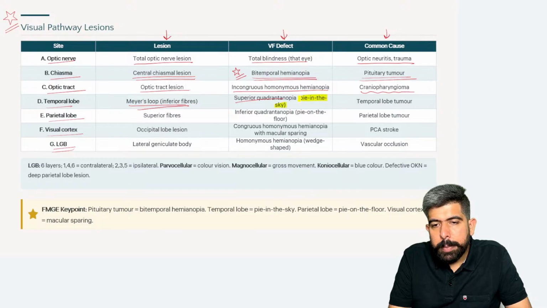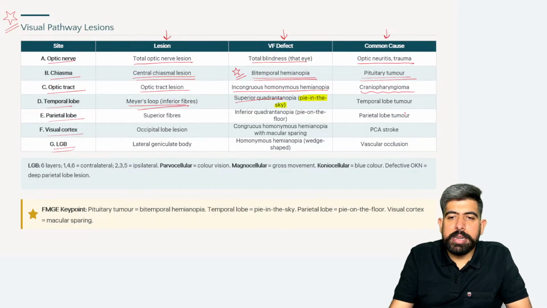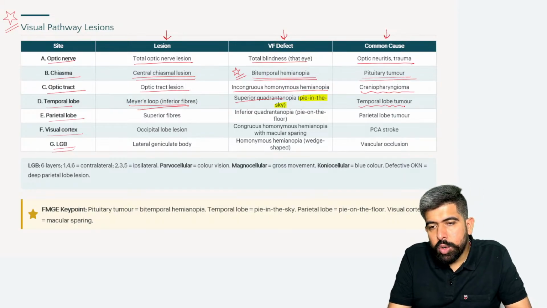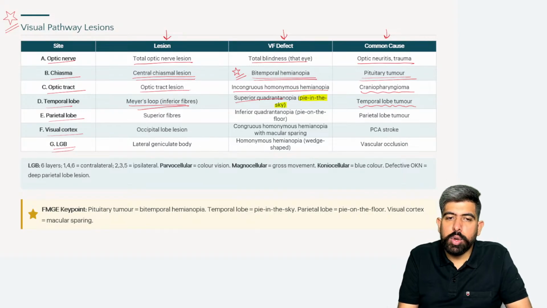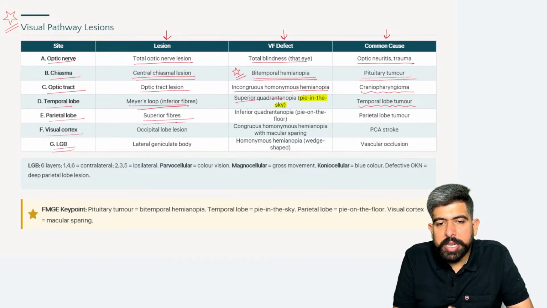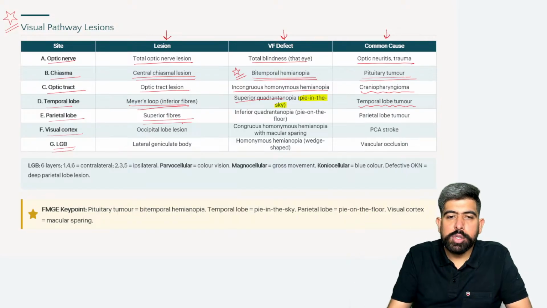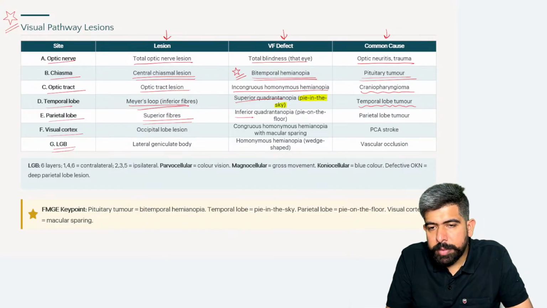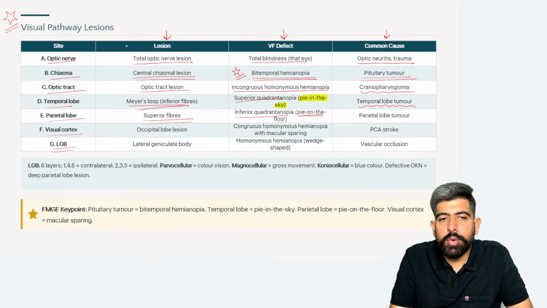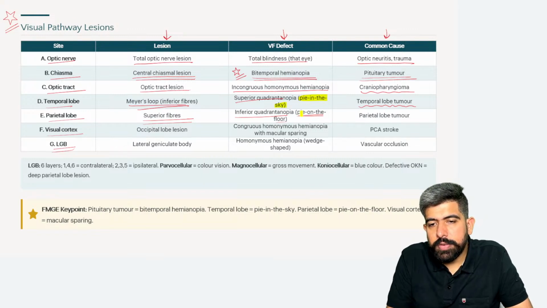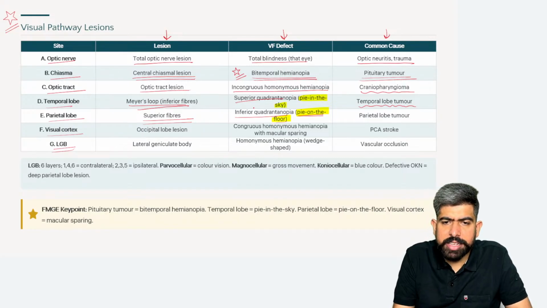This is known as pie in the sky, and this is commonly seen in the temporal lobe tumors. It can be seen in the temporal lobe tumors. The parietal lobe, which is the superior fiber, parietal lobe में superior fiber होगा. Now the inferior quadrant will be gone, which is known as pie on the floor. Pie on the floor. So pie in the sky, in the temporal lobe.